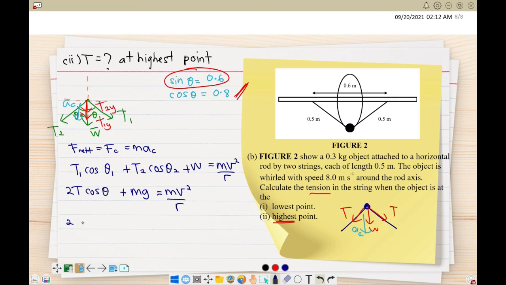Okay, so ini adalah 2T, cos theta saya adalah 0.8. And plus with mass kita adalah 0.3, yang dalam soalan tu. G adalah 9.81 equals to mass kita 0.3. And the V still 8, don't forget square it, over with the radius masih sama, iaitu 0.4. Sama, tak ada perubahan pun yang tu. Value tension saja berbeza, atas dan bawah.